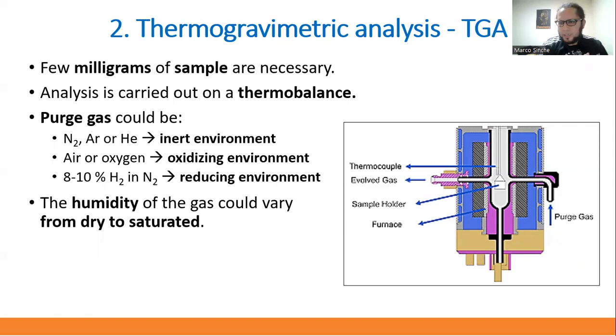A purge gas will be used, and this one could vary according to the type of environment that is meant to be. For example, nitrogen, argon, or helium could be used if an inert environment is desired. Air or oxygen if an oxidizing environment is required, or a mixture of hydrogen in nitrogen if reducing conditions are required. Also, the humidity of the gas could vary from very dry conditions to saturated ones.